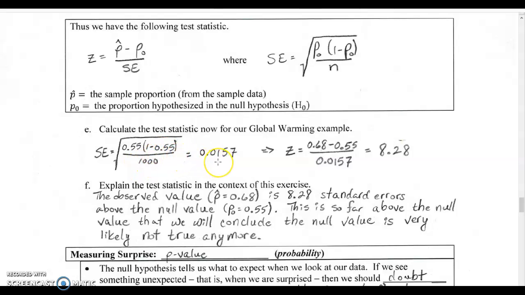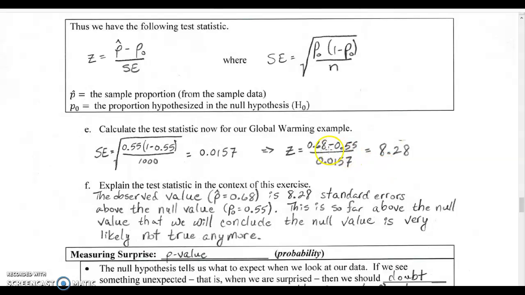That equals 0.0157. So the test statistic now, which is a z-score, but we start to call it the test statistic for our hypothesis test, is p hat, which was 68%, so 0.68, minus p naught, the null hypothesis value, which is 0.55, divided by the standard error of 0.0157. So I get 8.28. And I'm like, holy cow, a z-score of 8.28.